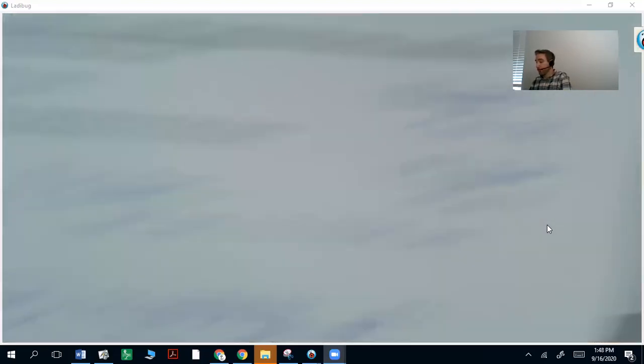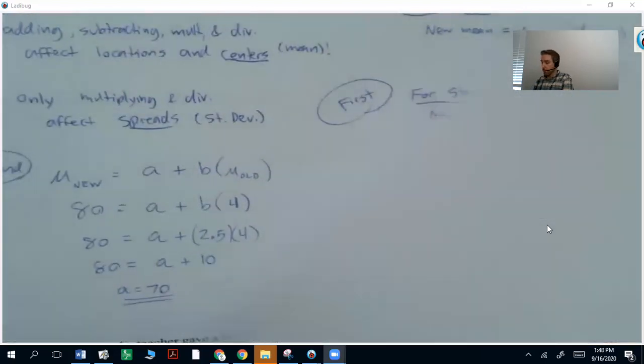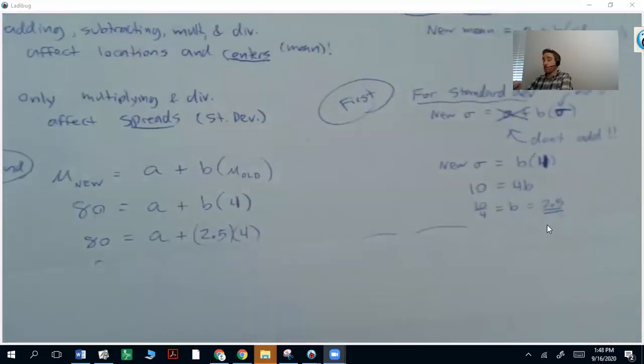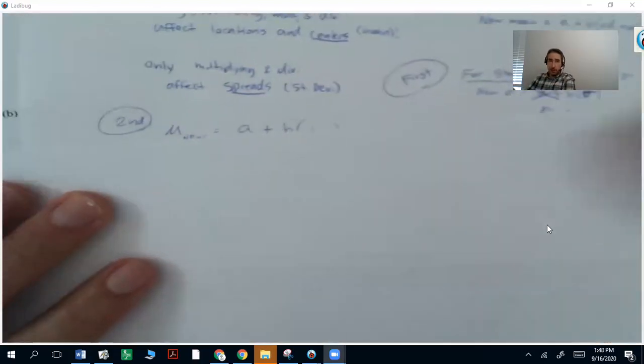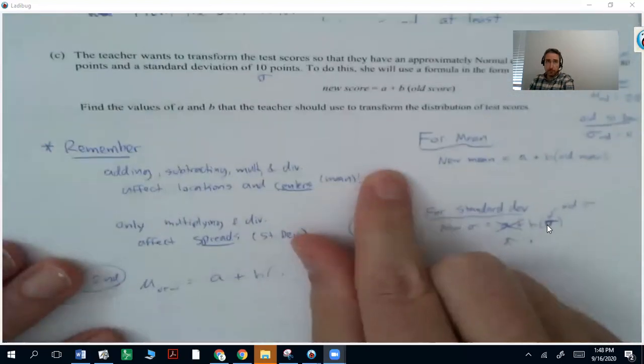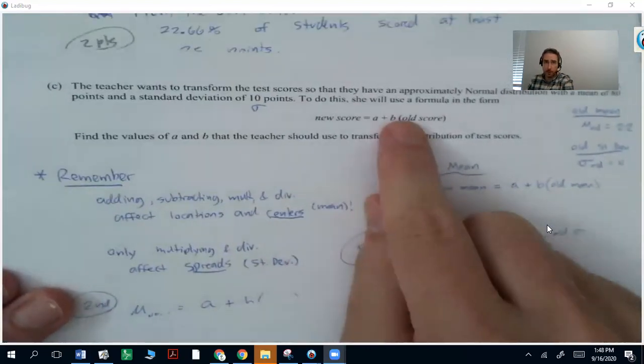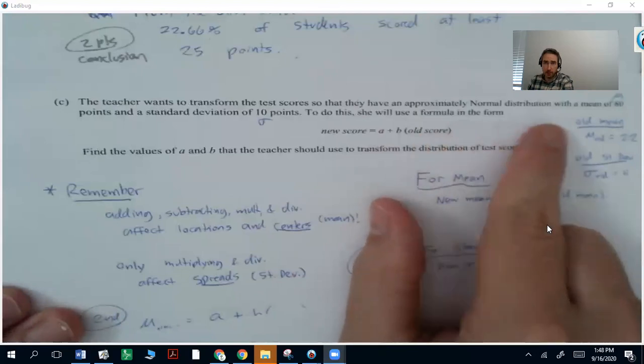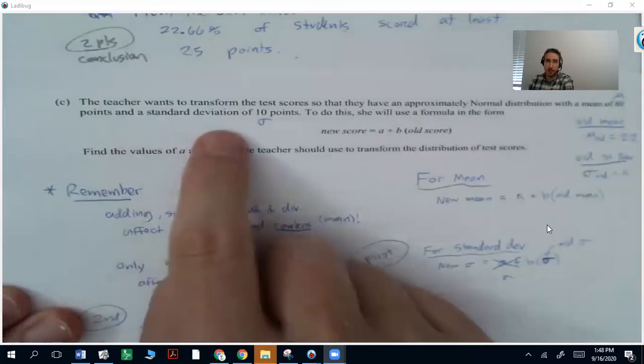Part C. Part C is probably the hardest one. Let me explain what's going on here. The teacher wants to transform the test score so that they will have approximately normal distribution with a mean of 80 points and a standard deviation of 10.